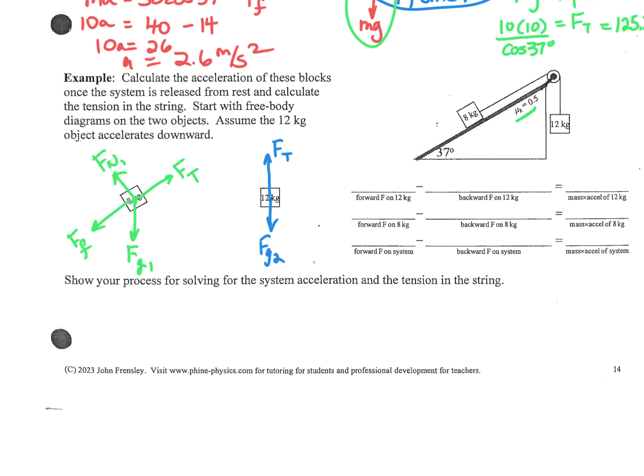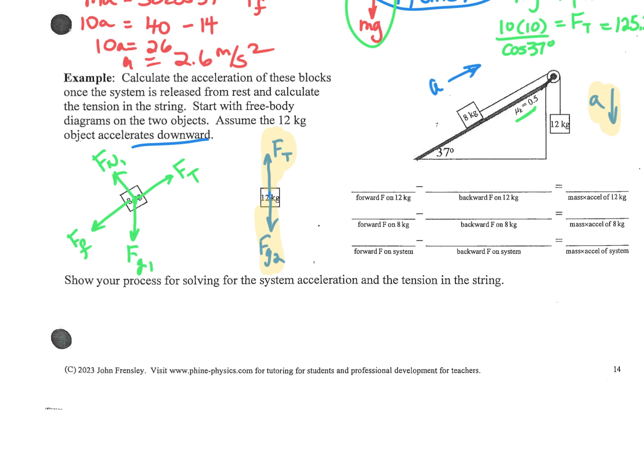Okay? So, the forward force, we know what's going to happen here. We know that this block is going to what? Object accelerates downward. So my acceleration is downward, which means here my acceleration is up the ramp. Okay, up the incline. So let's start with the 12 kilogram one. What's going on in the positive acceleration? In the positive acceleration, we've got this going on right here and then that going on right there.